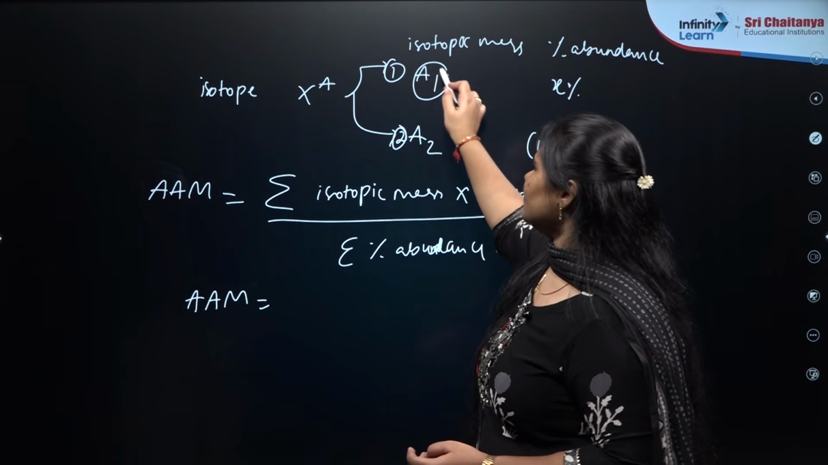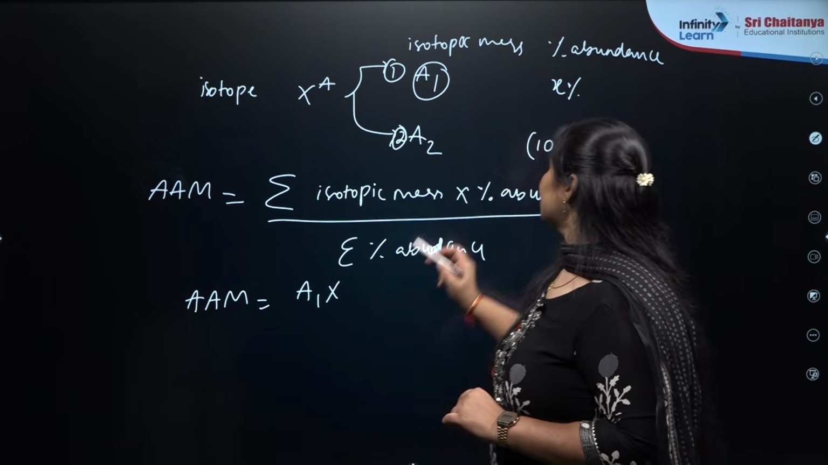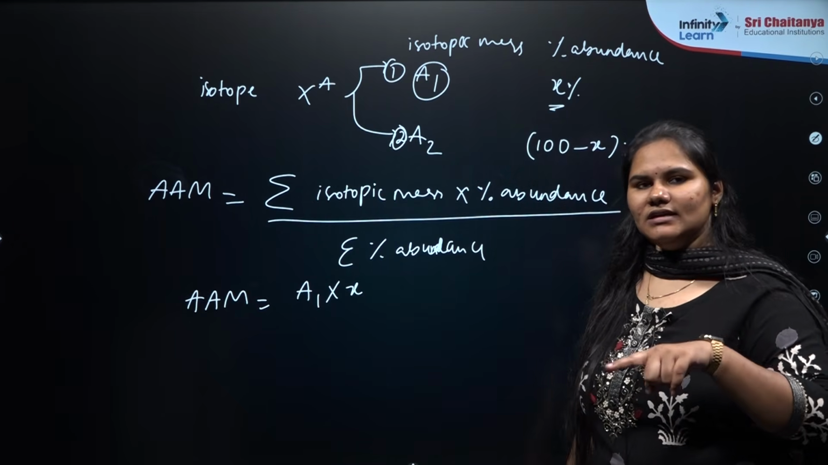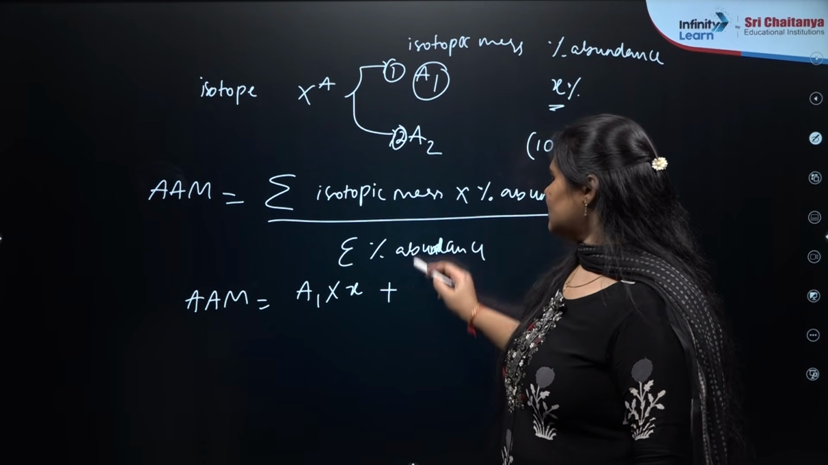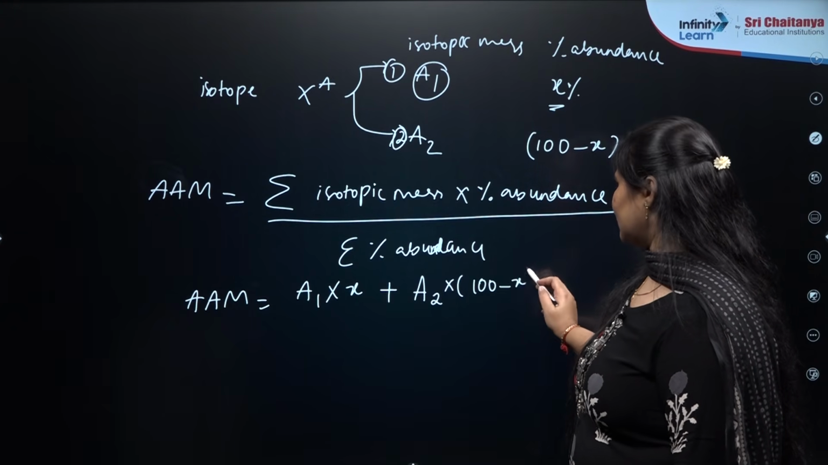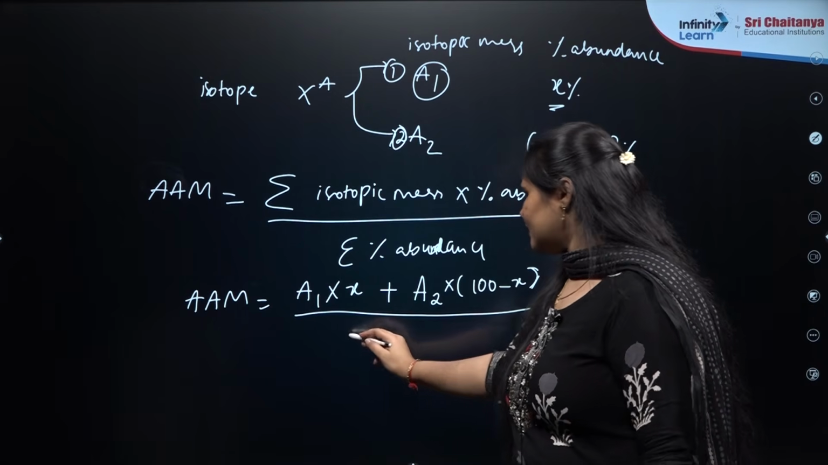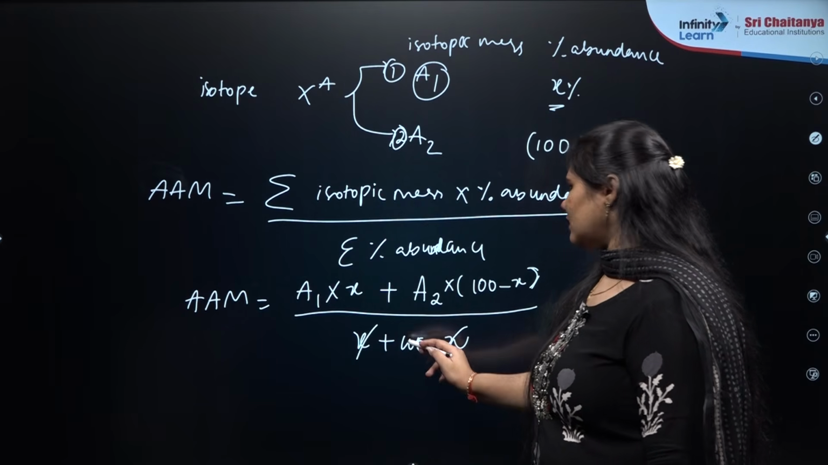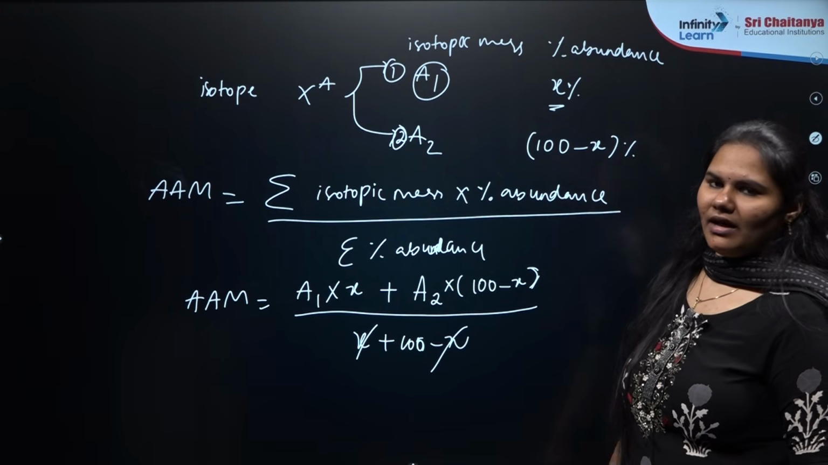What is the first isotopic mass, Nana? A1. Actually, it will be given in the question, some value. What is its percentage abundance? X. We should not multiply A1 and A2. You should multiply the first isotopic mass and its percentage abundance, A1 into X, plus the second isotope mass A2, its percentage abundance is 100 minus X, divided by the sum of percentage abundances, which will be X plus 100 minus X. Anyhow, most of the time the denominator will be equal to 100 only. Okay, this is the formula for average atomic mass.